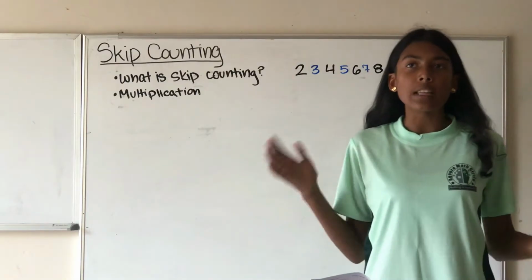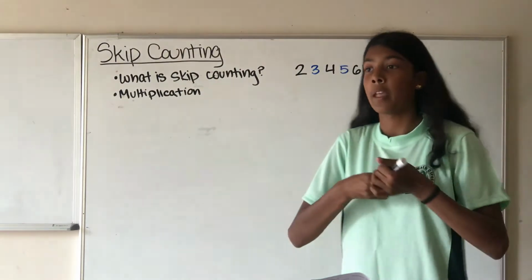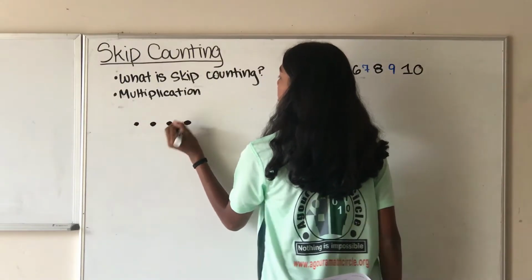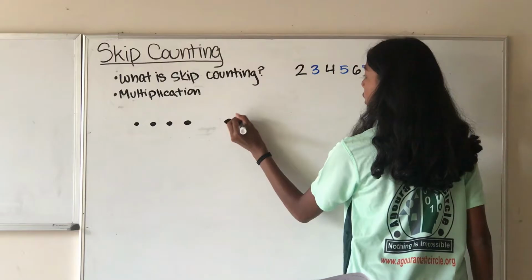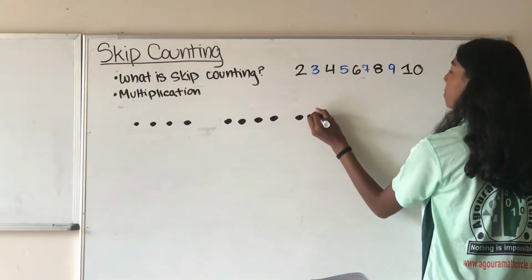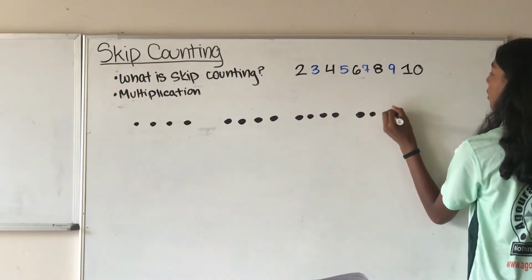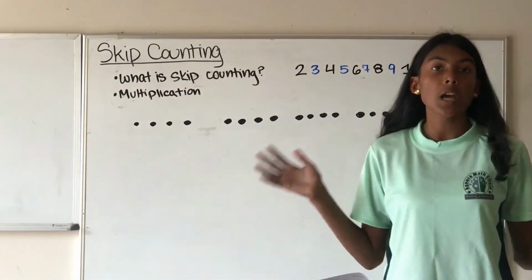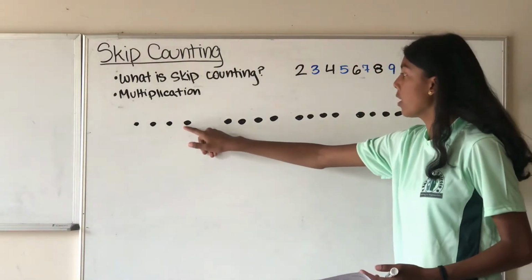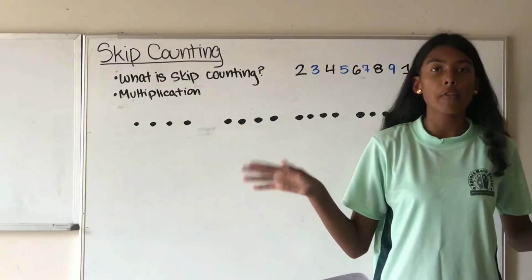So let's do some examples of skip counting. I'm going to draw some dots, and I want you to skip count them. So we have a group of 4 here, and then another group of 4 here, and let's add 2 more groups of 4. So if you need some time, pause the video. You can first start off by counting 1, 2, 3, 4, and then saying what number this last digit is. So pause the video if you need some time.